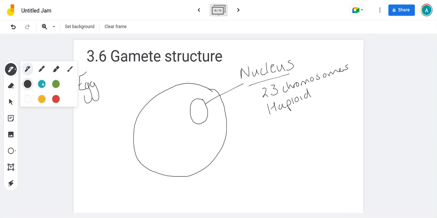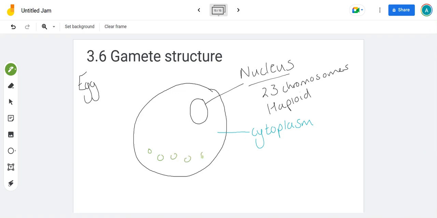Obviously, being an animal cell, we've got a cytoplasm. Now, the next few parts are different to the other animal cells that we've learned. The next one is something called cortical granules. In a diagram, they're just going to be shown as little circles inside the cell, and they're called cortical granules. We'll get onto the function of those in a minute.